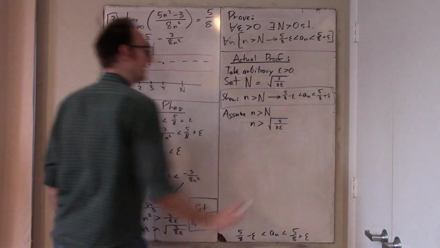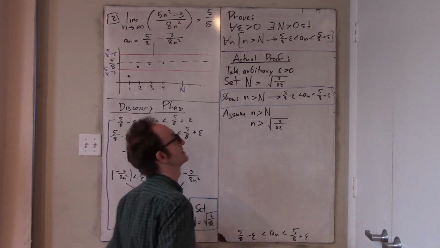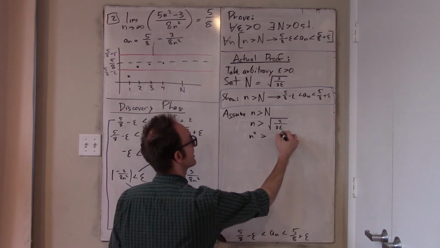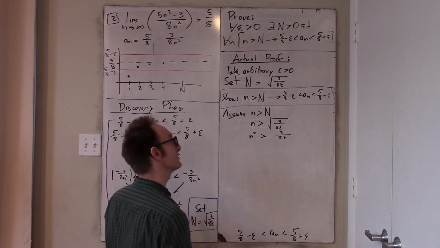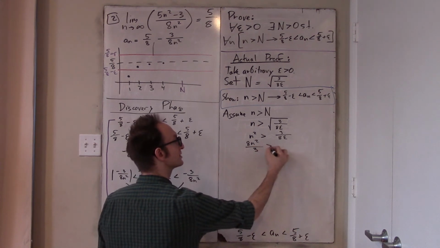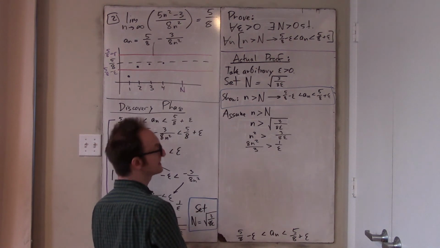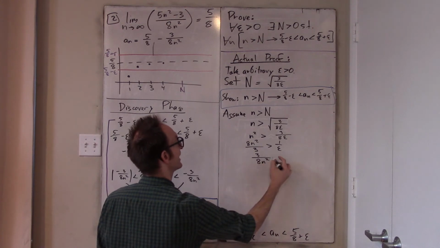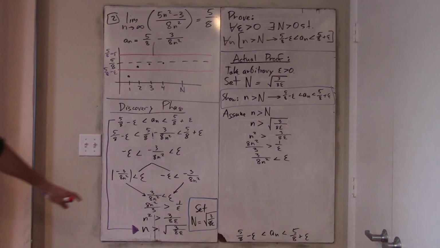And now, I use my discovery phase as a guide for how to work backwards. So, well, square both sides seems like the thing to do. So I get n squared is greater than 3 over 8 epsilon. Now maybe multiply both sides by 8/3. So I get 8n squared over 3 is greater than 1 over epsilon. Now, reciprocate both sides. So I get 3 over 8n squared is less than epsilon. And now I find myself here.